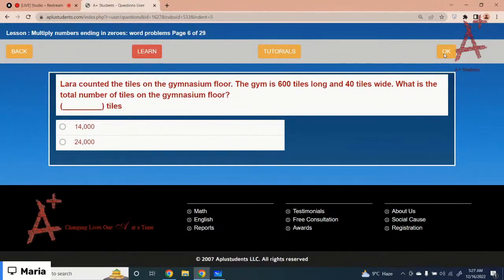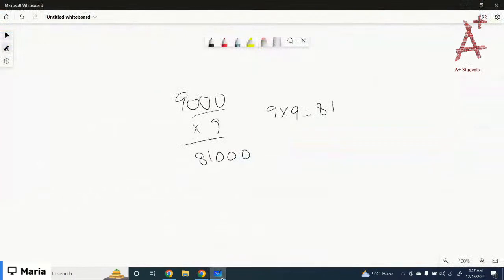Lara counted the tiles on the gymnasium floor. The gym is 600 tiles long and 40 tiles wide. What is the total number of tiles on the gymnasium floor? Got it? It is 600 times 40. So just multiply the non-zero numbers. The non-zero numbers are 6 and 4. So 6 times 4 is 24. Got it? You have the total three zeros, 1, 2, 3. So just add three zeros to the right of the 24. So it makes 24,000. Got it?